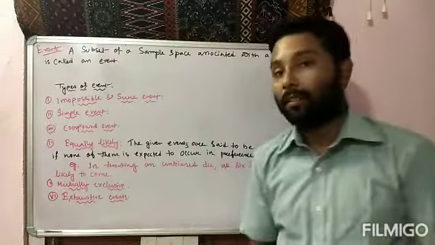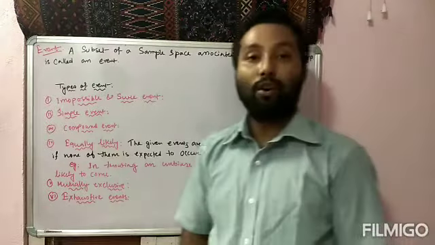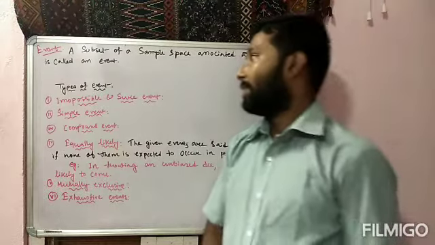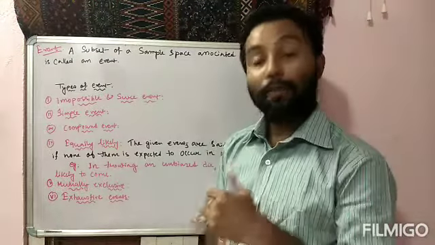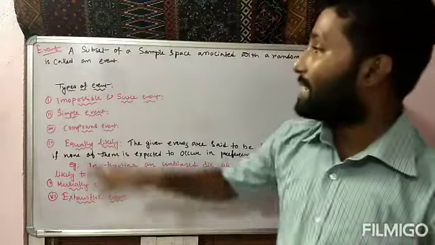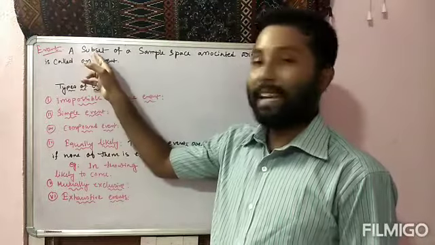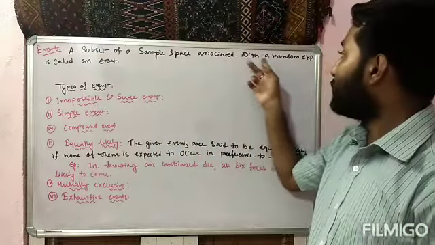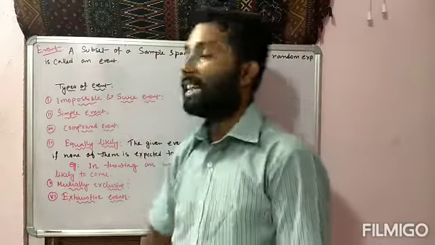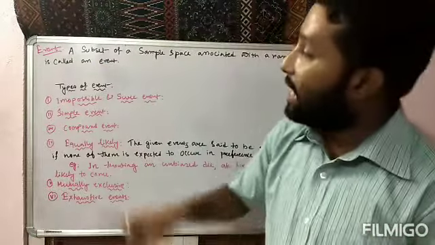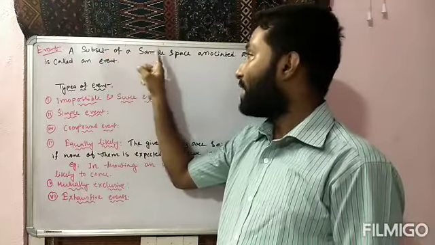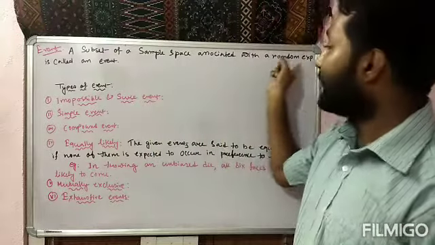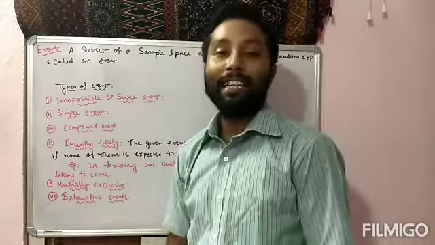So next I will explain the definition of an event. So what do you mean by event? This definition also will come under the probability only. So what is event? A subset of a sample space associated with a random experiment is called an event. What is event? A subset of a sample space associated with a random experiment is called an event.